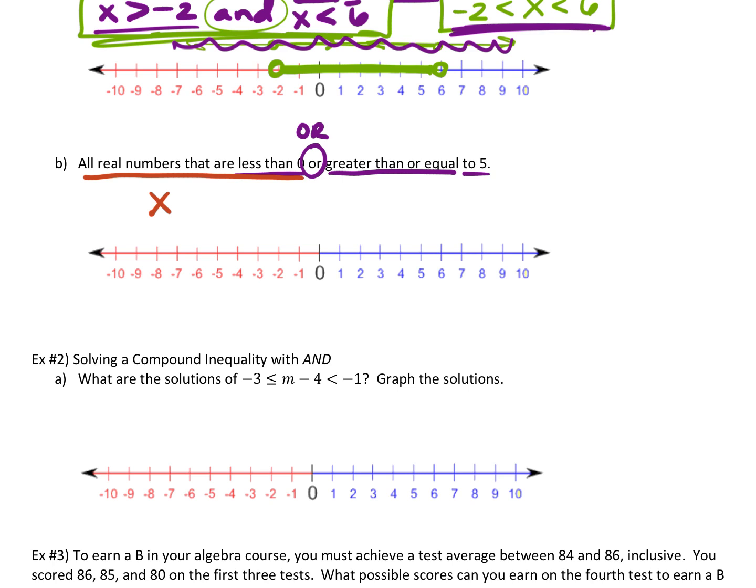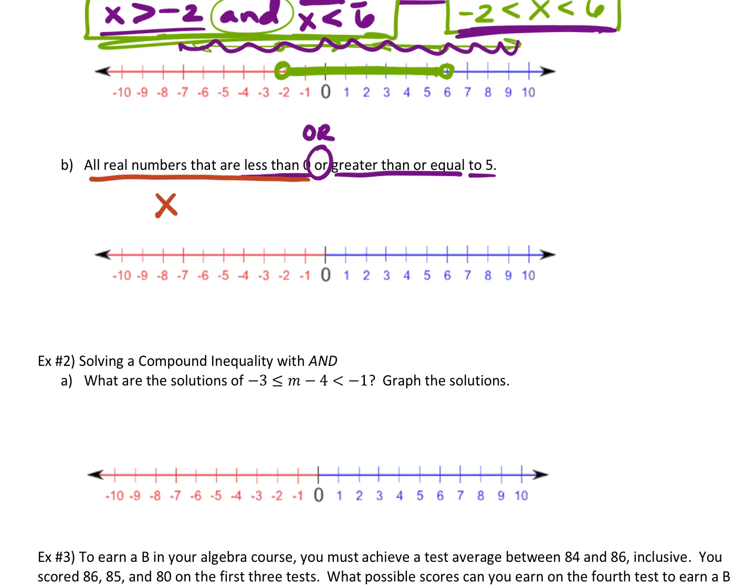X is... where is your inequality opening to? The number or the variable? It's less than 0. It's going to open to the number, right? X is less than 0. So yours look like that. Okay. Or greater than or equal to 5. So greater than or equal to 5 would look like that.